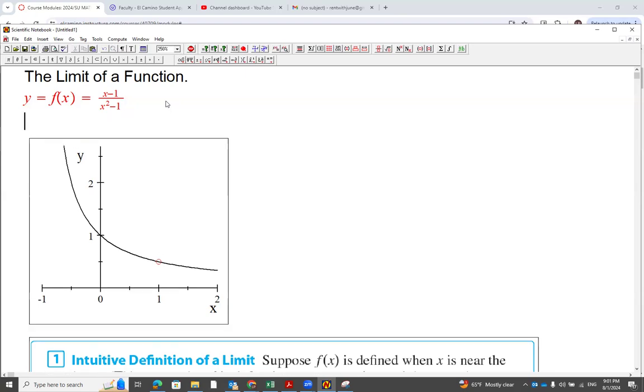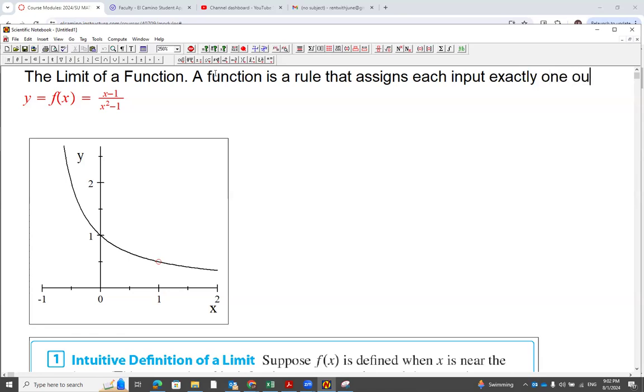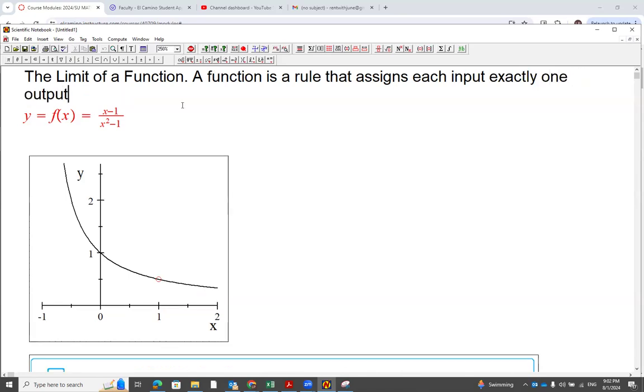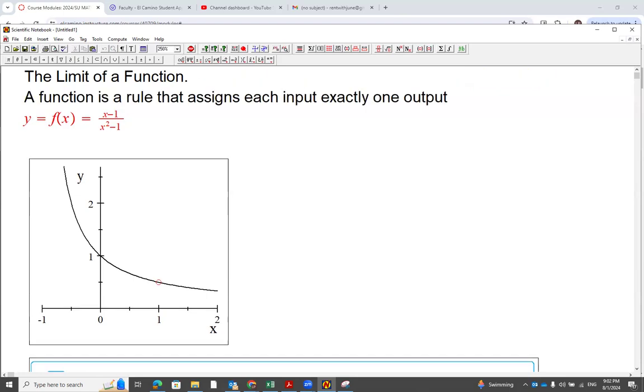We know that a function is a rule that assigns each input exactly one output. So let's write down the definition of function right here. A function is a rule that assigns each input exactly one output. So that's the definition of a function.